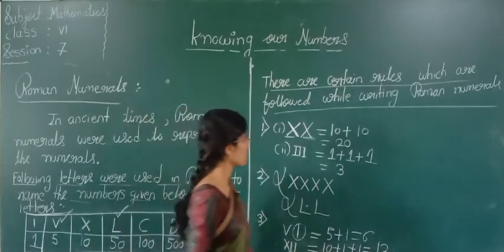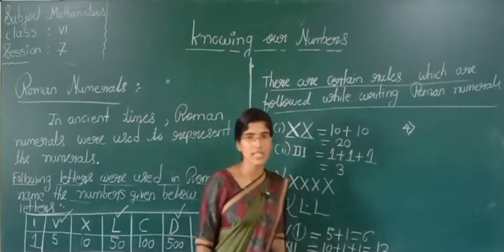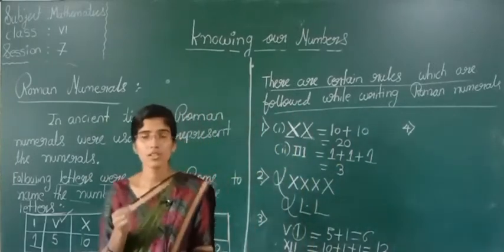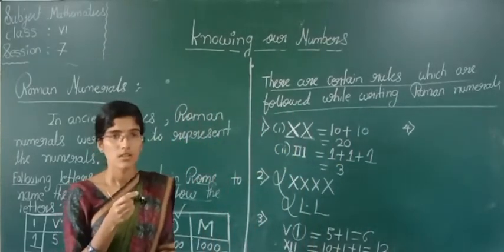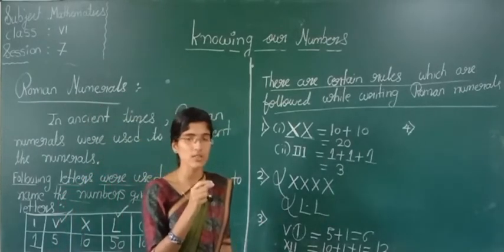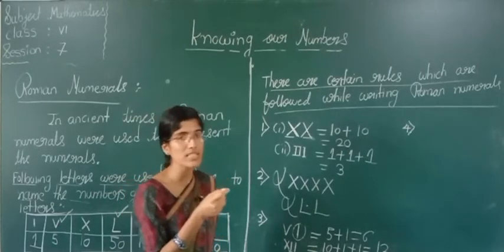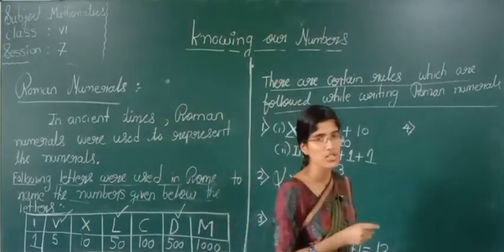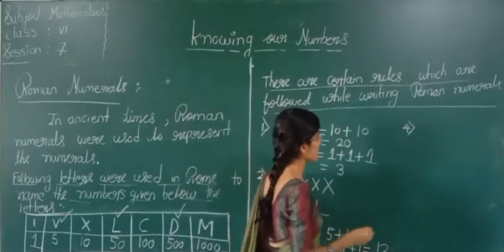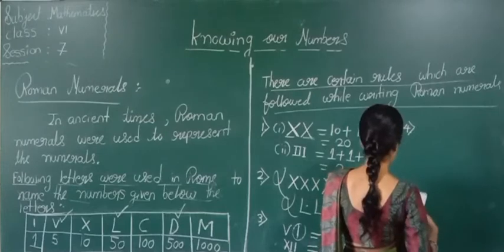Now we will see the fourth rule. The fourth rule tells us that if a symbol of smaller value is written to the left of a symbol of larger value, then its value is subtracted from the larger value. The meaning is that I will give an example and explain, and you will understand clearly.